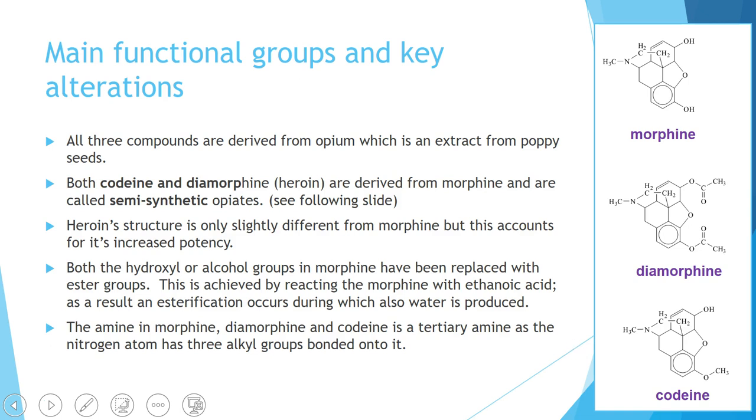Okay. So we have talked about the main functional groups and key alterations quite a bit, okay? So you just need to be aware that both codeine and diamorphine are typically made from morphine and therefore are considered to be semi-synthetic. Heroin, or diamorphine, structure is only slightly different from morphine, but these structural differences, the presence of these esters, is what accounts for its increased potency and associated other effects.